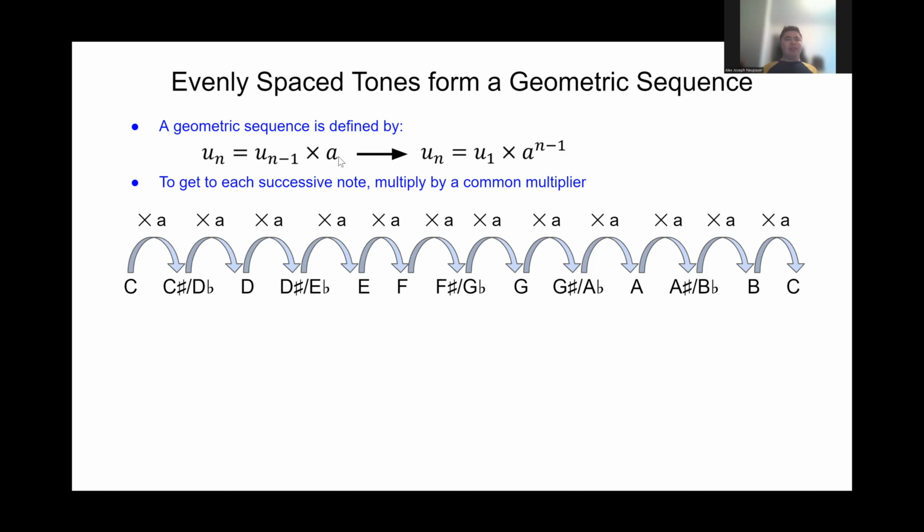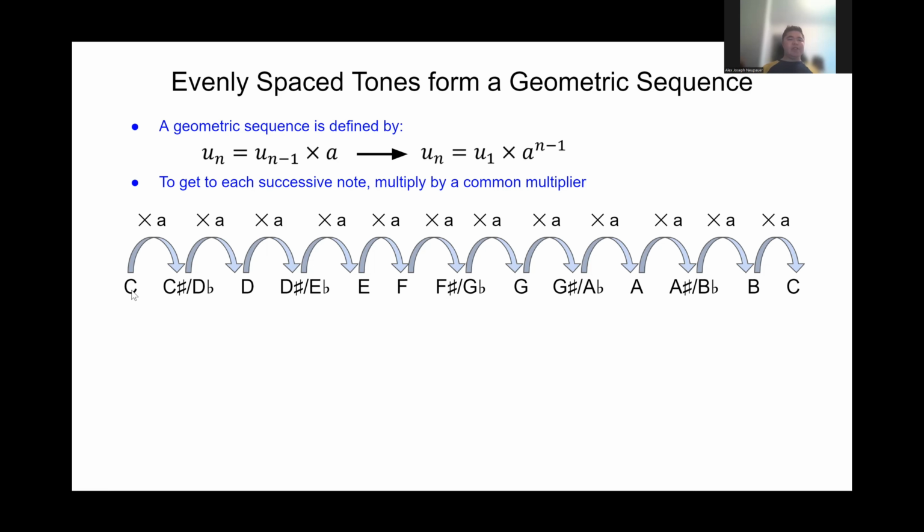If we want to write this in simpler terms, where we don't need to know all the previous terms to get the current term, we just find the nth term by taking the first term and multiplying it by our constant value, n minus 1 times. What does this have to do with our pitches?